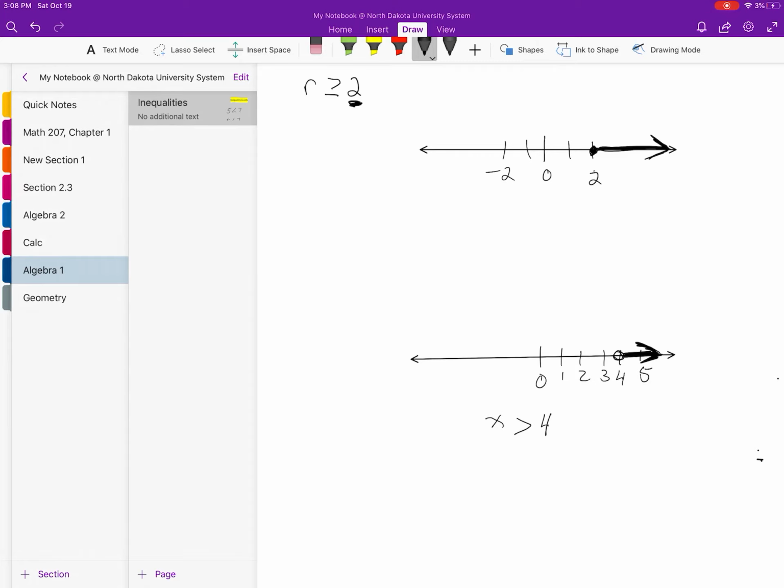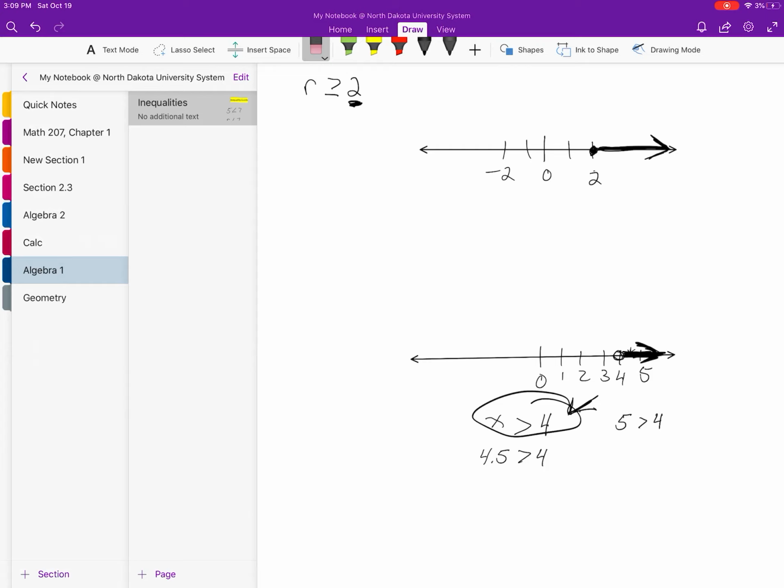It's on 4, right? Which means all the points greater than 4, if we substituted them in for x, would make this a true statement. And we can check that. We can pick, say, a point right here, we'll call it 4.5, and substitute that for x. Is 4.5 greater than 4? Yes, it is. How about 5? 5 is greater than 4. All of these points are going to make this statement true. And that's what we're looking for, just like with equations.